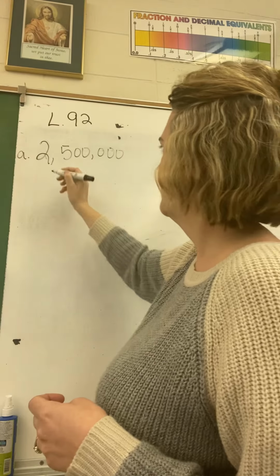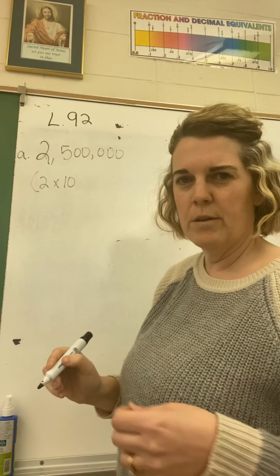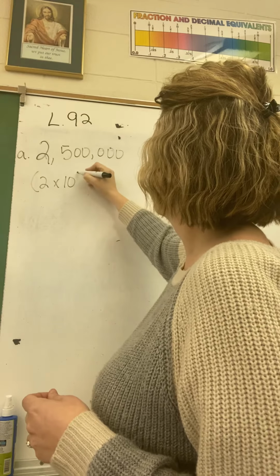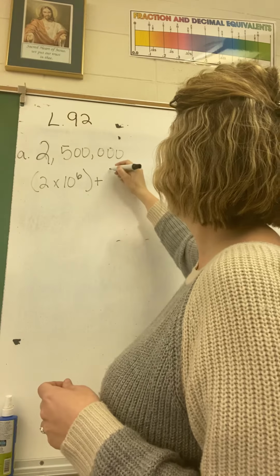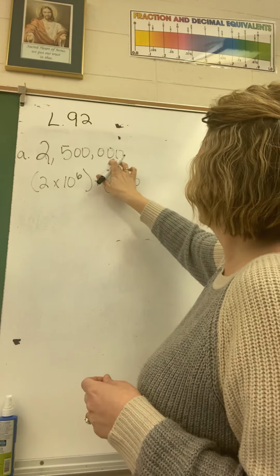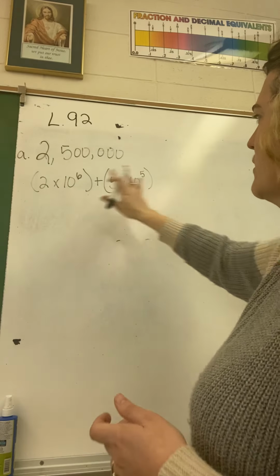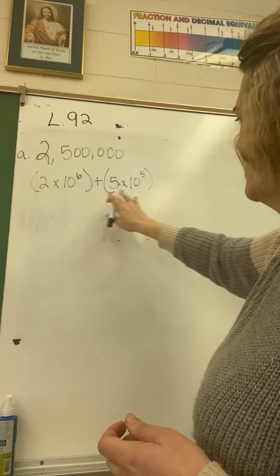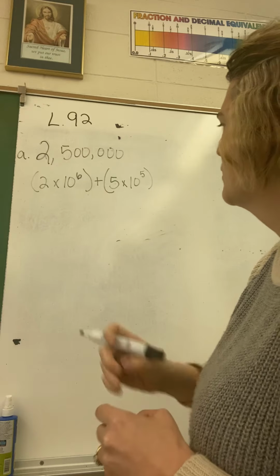First number I see is a 2. Parentheses 2 times, and when you use exponents, it's always to the power of 10. Count the numbers behind, 1, 2, 3, 4, 5, 6. 2 times 10 to the power of 6, plus my next number, parentheses 5 times 10, 1, 2, 3, 4, 5, to the power of 5. And I don't have anything else, so this is my answer. This is 2,500,000 in expanded notation using exponents.